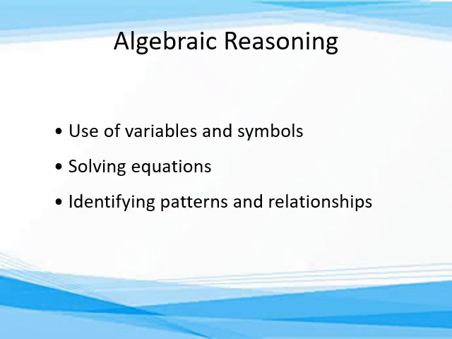Then there is algebraic reasoning. This involves using variables like x and y to solve problems. It helps us understand relationships and patterns. For example, if x plus 5 equals 10, we find the value of x. That is the use of variables and symbols. It is used to solve equations and identify patterns and relationships. It is like solving a puzzle.